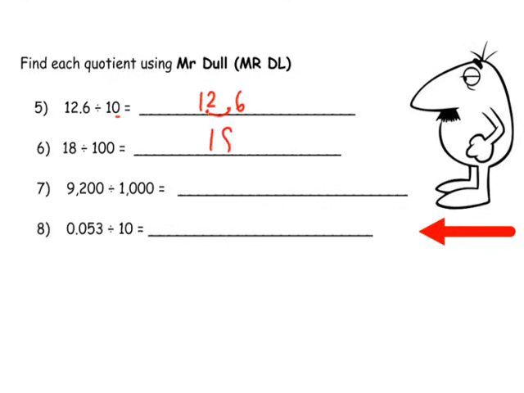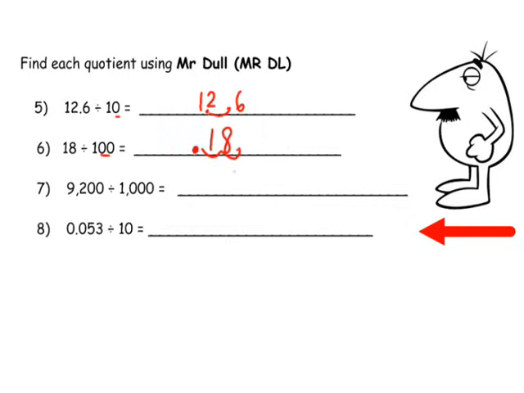Here's 18. Now, this is a whole number. It doesn't have a decimal, so I'm going to give it one. Make sure you put it at the end. And we're dividing that by 100. It has 2 zeros, so I'm going to move it to the left 2 spots. That would be 18 hundredths.